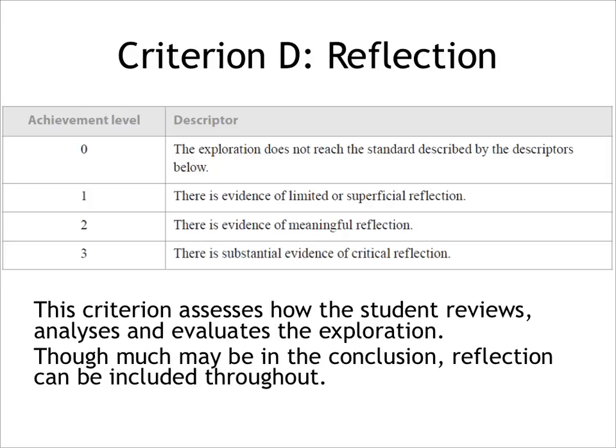Okay, we're on Criterion D. That's 4 of 5, reflection. So now again, just very general for your descriptors, okay? This is how you're analyzing and evaluating your exploration. As you get your data, as you do the mathematical analysis, what do those results mean? Do the results follow from what you expected, or are the results different? Do the results mean something in the end?